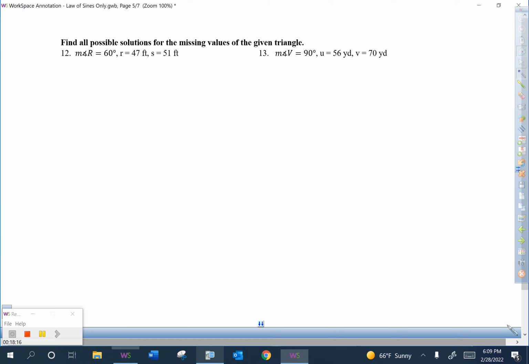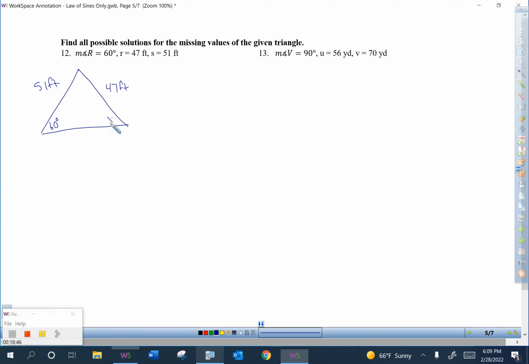Okay, so now that we know an idea of what is possible and not possible, we're going to go ahead and solve two problems all the way. And when I say solve all the way, I mean they'll give us some parts of the triangle, and our job is to find the rest. So we're going to draw this picture just a little bit bigger than the last ones, because we're going to fill in all the parts. So this is 60 degrees here. Across from it is 47 feet, and then our next side is 51 feet.